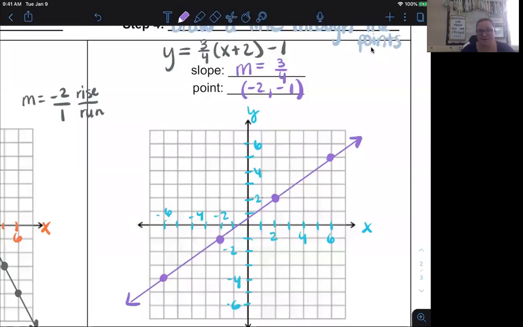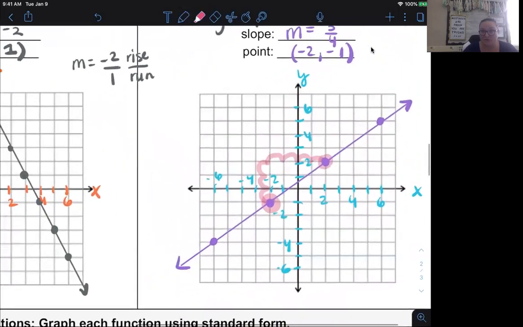As you can see in my graph here, I found the point -2, -1 from the equation. I identified my slope of 3/4, and this is the graph that I got. So I plotted -2, -1 first, then I used my slope, my rise 1, 2, 3, and my run 1, 2, 3, 4 to find the other points on this graph. Hopefully your graph looks like mine.